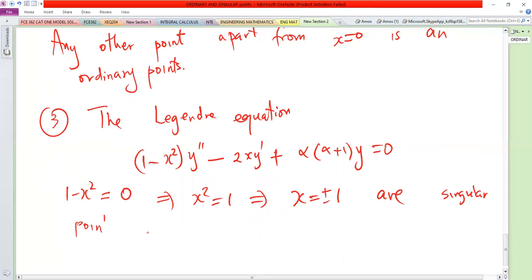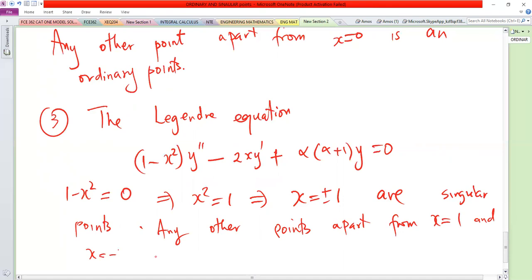Singular points, and any other points apart from x equals 1 and x equals -1 are ordinary points.